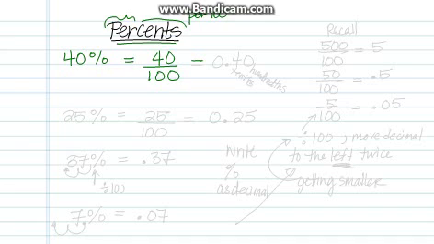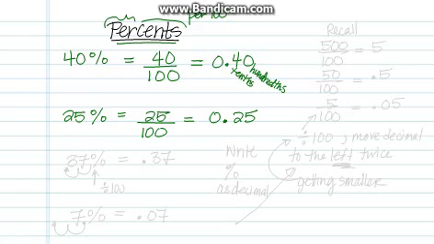We can also interpret this as a decimal. 40 out of 100 is 40 hundredths, which is written as a decimal in this way. Remember, this is the tenths, and that's the hundredths. So if we're talking about 40 hundredths, we would write it in that way. Similarly, if I have 25%, that means I have 25 out of 100, or 25 divided by 100, which would become 0.25.